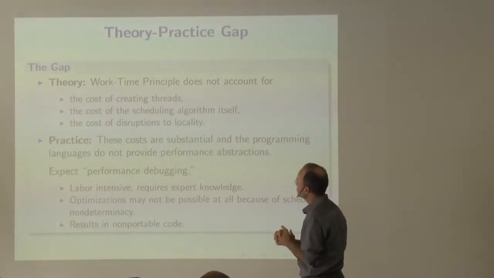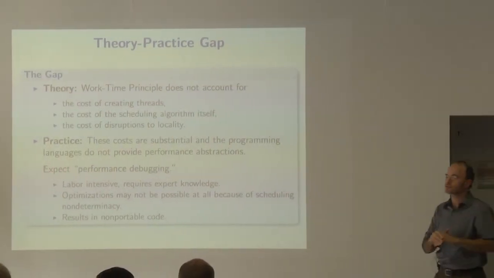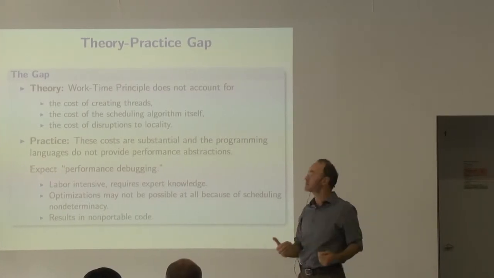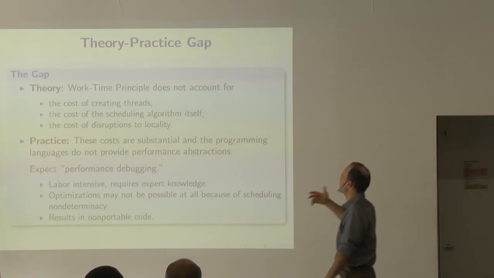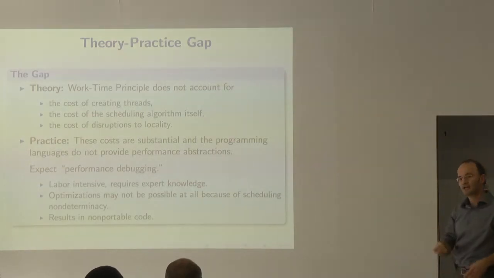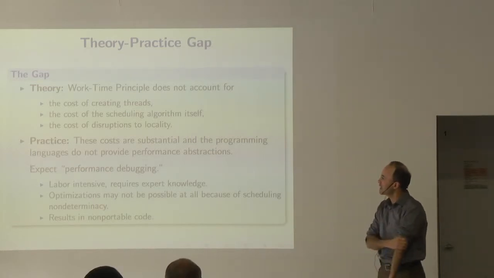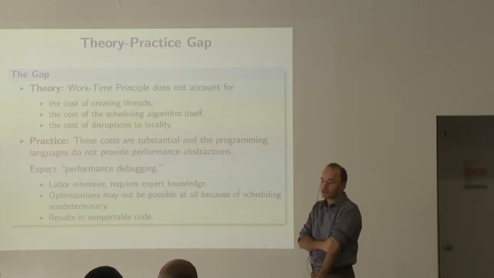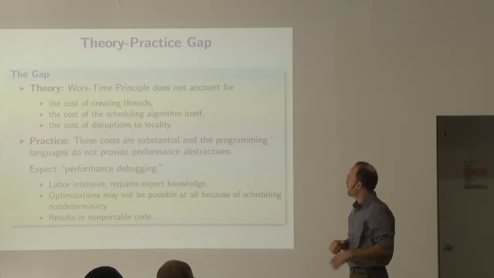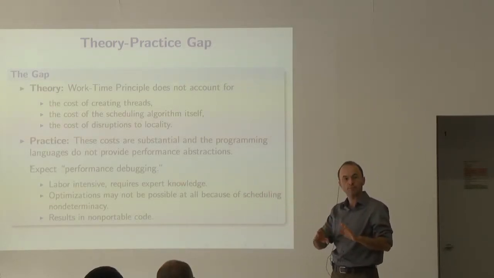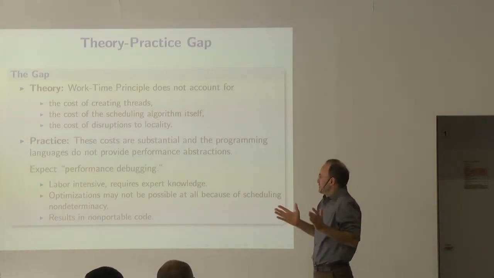So how do we do this? Well, what's the gap? The gap really comes from the fact that the theory does not account for some very important costs, such as the cost of creating threads, the cost of scheduling, and the cost of the disruptions to the management of memory, to locality. These costs are extremely substantial. One to two orders of magnitude are typical. They can be eliminated by very careful performance debugging, but that's just not science.